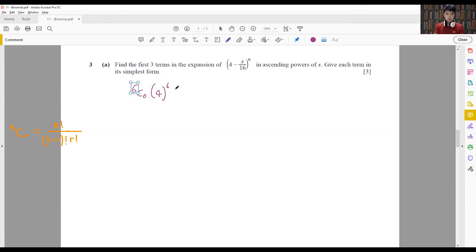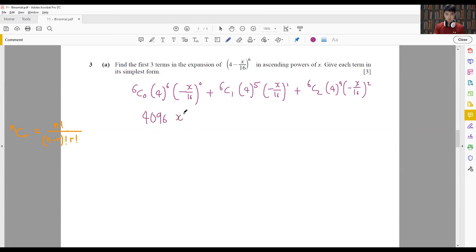6c0, 4 to the power of 6, negative x over 16 to the power of 0, plus 6c1, 4 to the power of 5, negative x over 16 to the power of 1, plus 6c2, 4 to the power of 4, negative x over 16 to the power of 2. Okay, expand this. Actually, here you would have gotten 4 to the power of 6, 4096, and x to the power of 0. This still counts, okay? So still counts in your ascending power of x. We just normally do not write x to the power of 0 down.